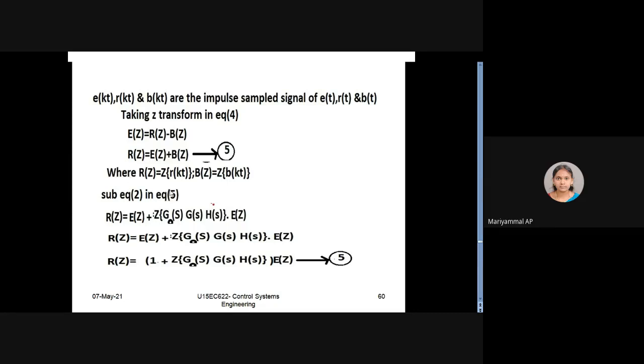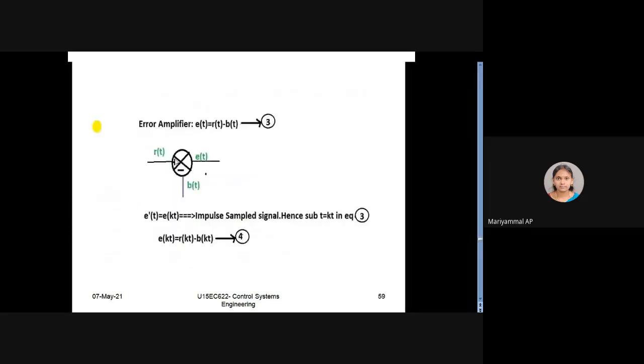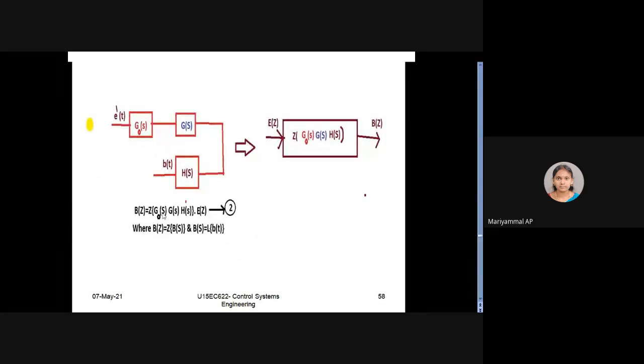See this, what is that R of Z? That means the Z transform of R of kt is R of Z. Then B of Z means the Z transform of B of kt, that is B of Z. Then we are going to substitute B of Z. Already we collected it in equation number 2. What is B of Z in equation number 2? That means the Z transform of G naught of S, G of S and H of S. That is the part we are going into.